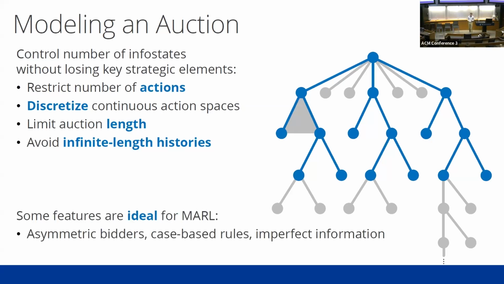But I'll note that, while it is necessary to restrict the size of the game tree, it's not so important exactly what happens within this restricted game tree. There doesn't need to be so much structure between the different actions. And so it's really quite easy to model asymmetric bidders with different value functions, or really case-based rules that have if-else statements that would be a mess to handle analytically. And it's no problem at all to handle imperfect information where bidders don't know each other's values.